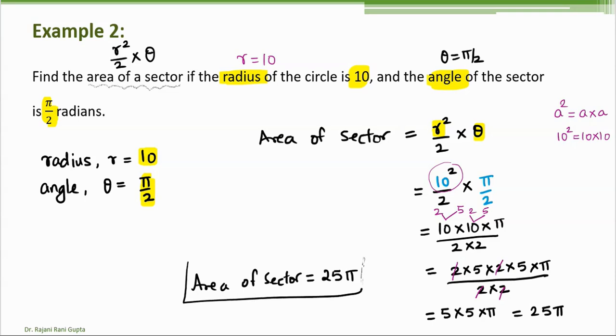I hope it's clear. In different questions, the value of the circle radius and the angle get changed, but the way of substitution and simplification remains the same.